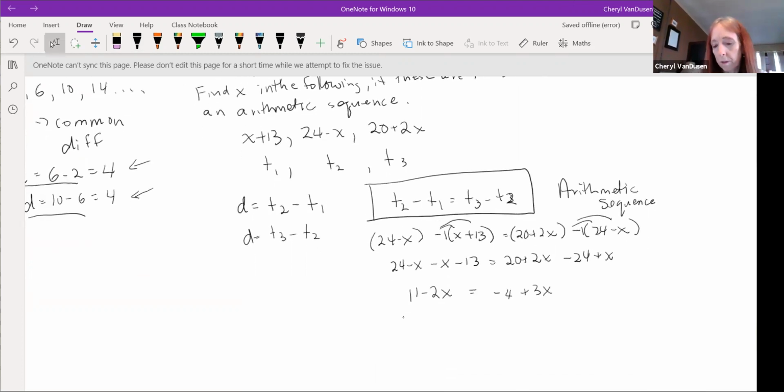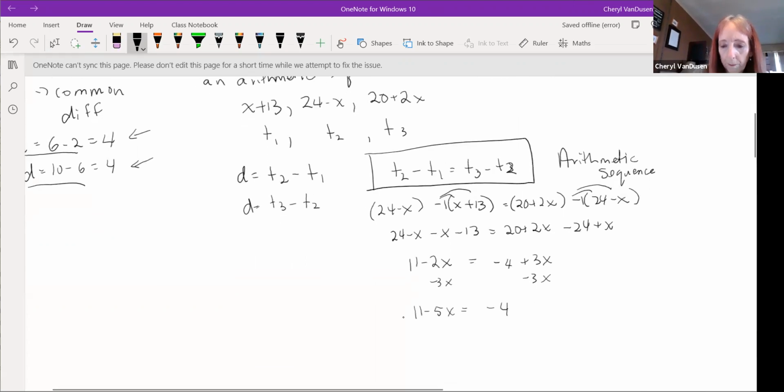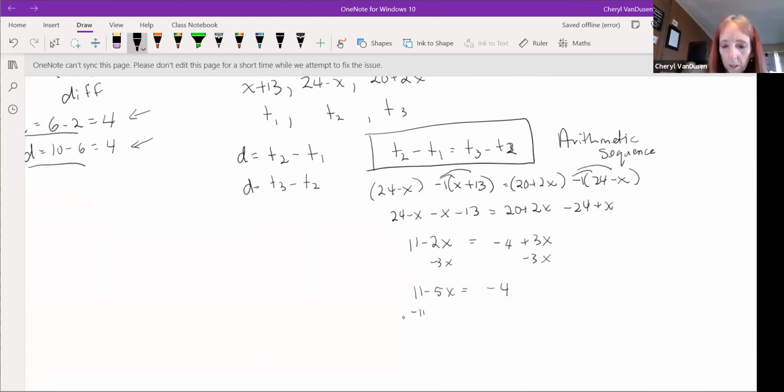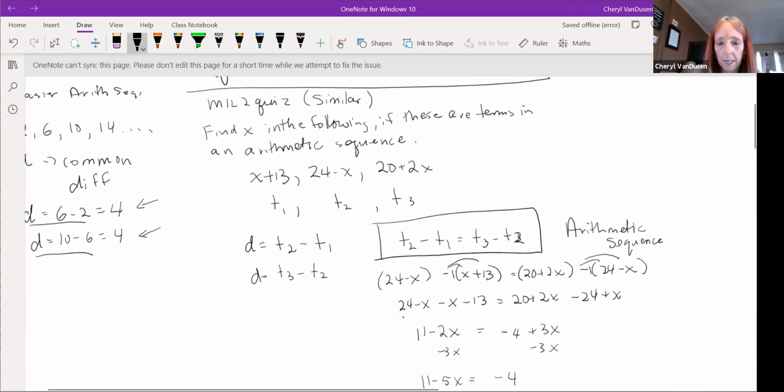So it doesn't matter which side we move things to. I'll just take the x's to the left-hand side, subtract 3x, we get 11, take away 5x is equal to -4. And then we're going to subtract 11: minus 5x equals -15. Divide by -5, get x is equal to 3. And that's what we were asked for if we take a quick little peek up, find x.